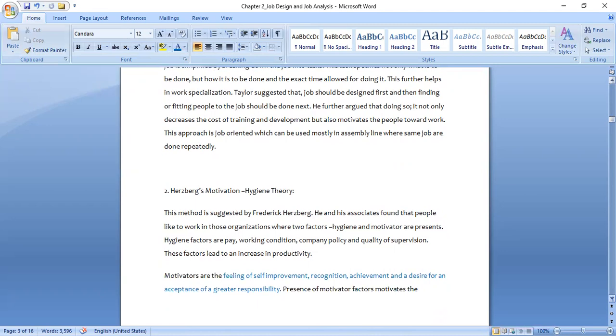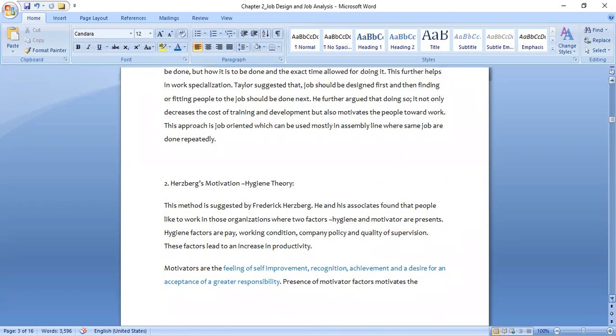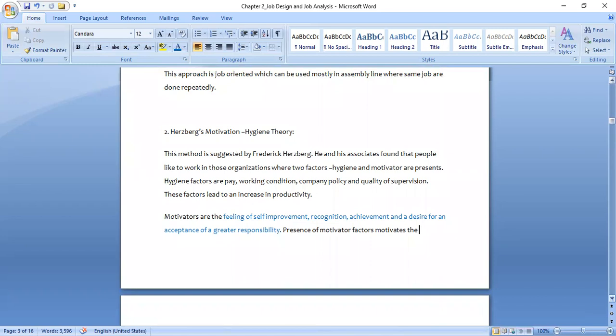Then we have Herzberg's motivation hygiene theory. And according to Herzberg, the job design categorizes two factors.